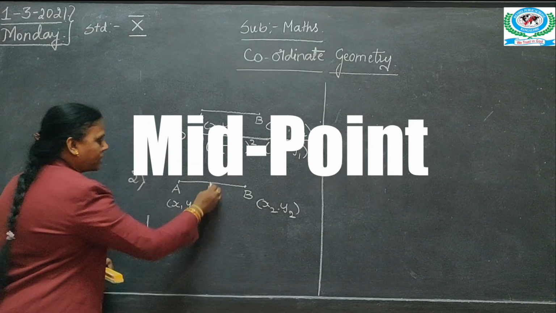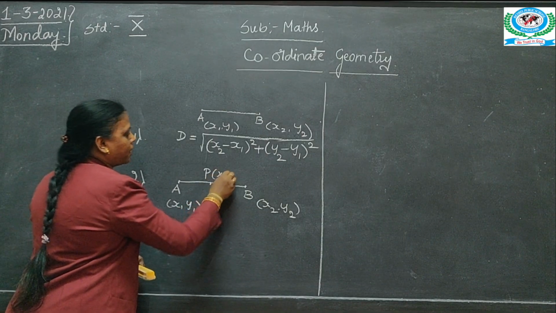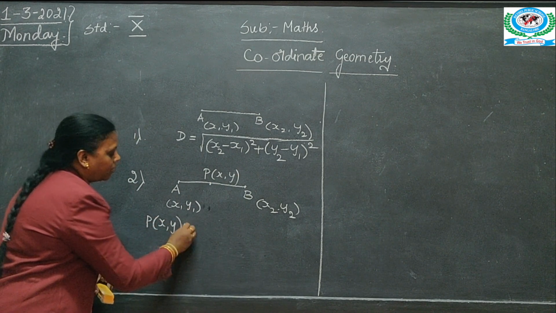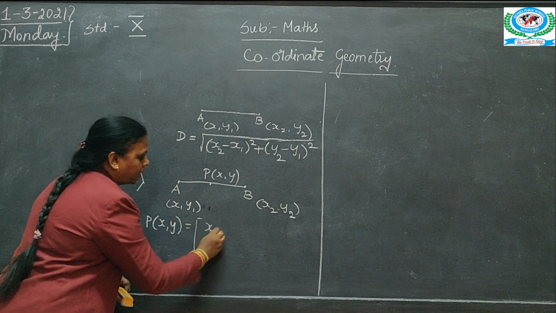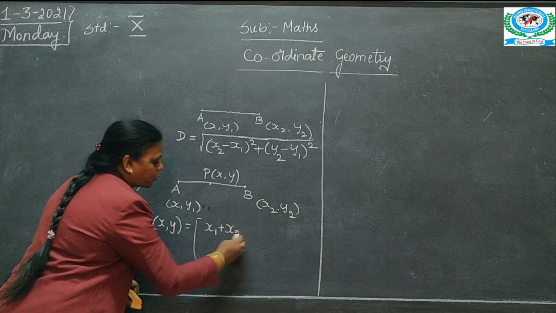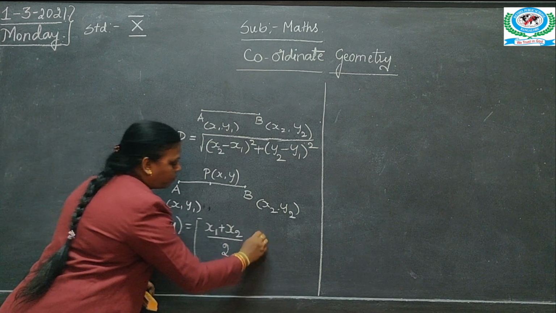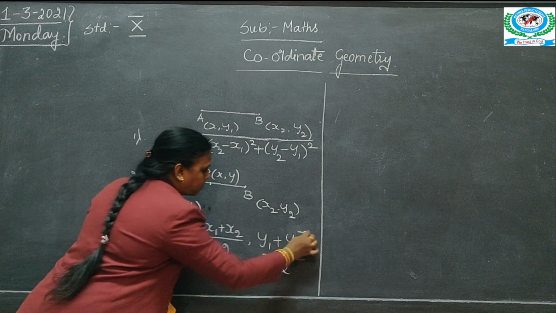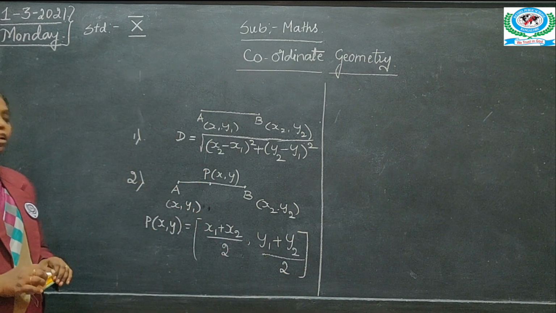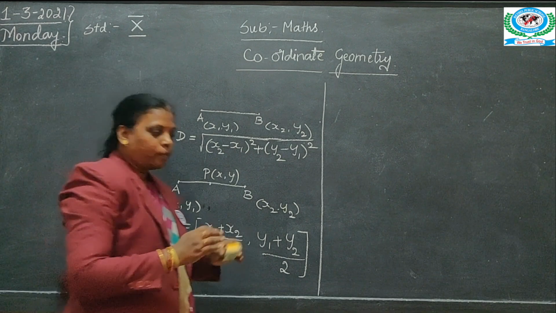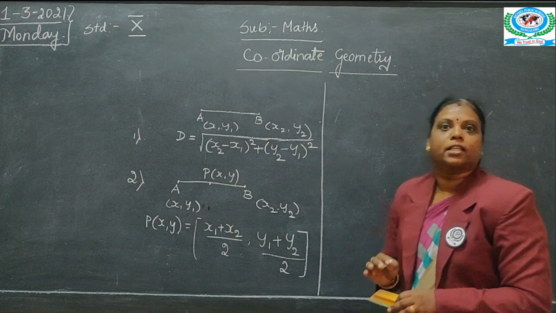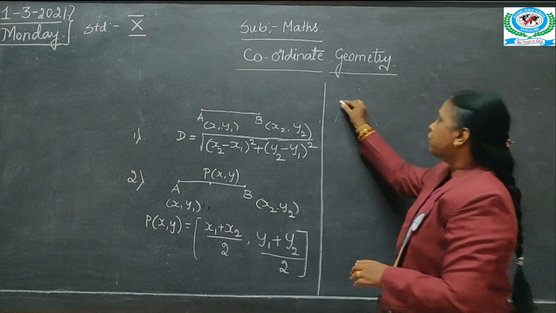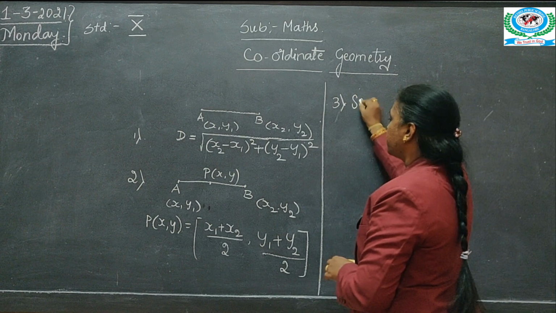So, midpoint formula, so this will be P of x comma y. P of x comma y will be equal to x1 plus x2 divided by 2, y1 plus y2 divided by 2. So, this will be your midpoint formula. Third one, in which ratio one particular line has been divided, for that we have a separate formula and that formula will be your section formula.